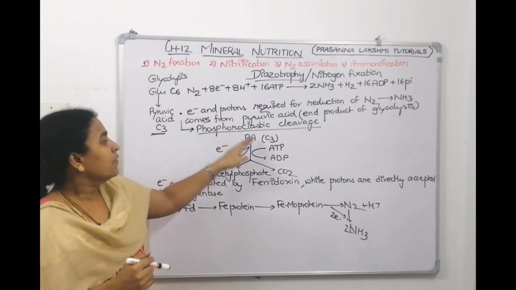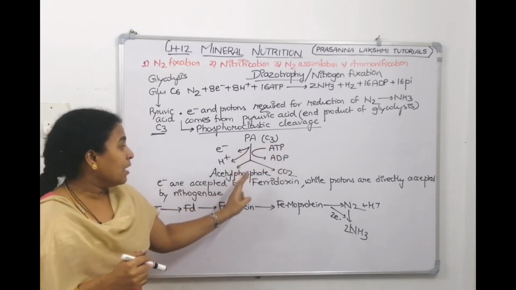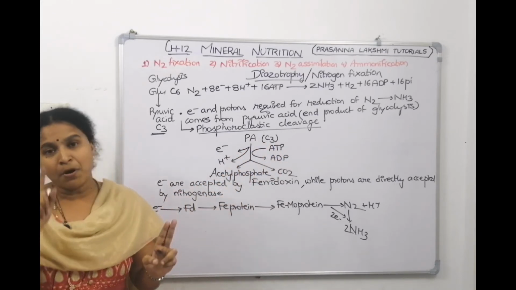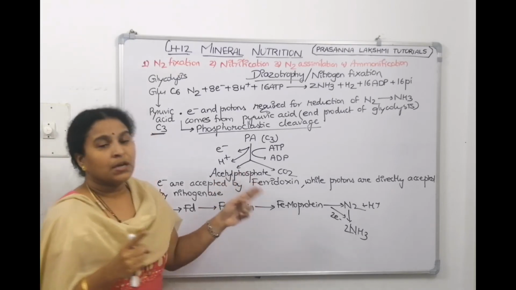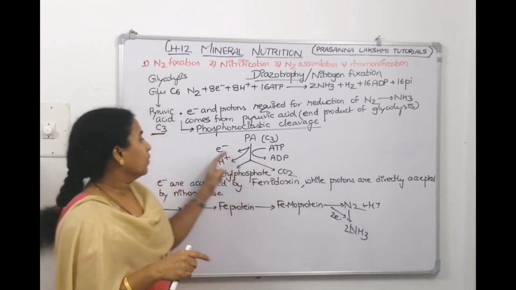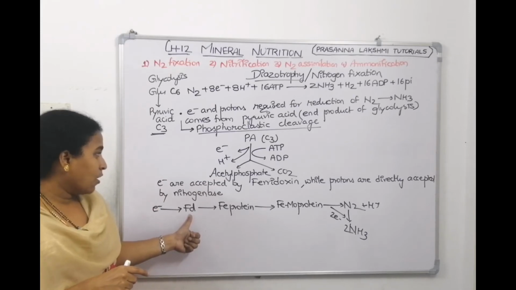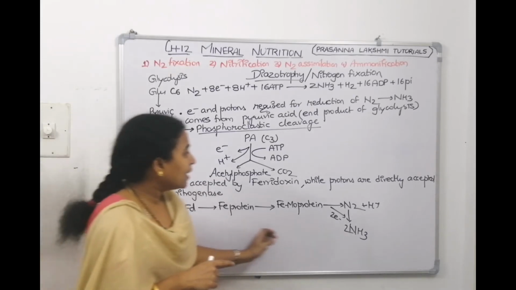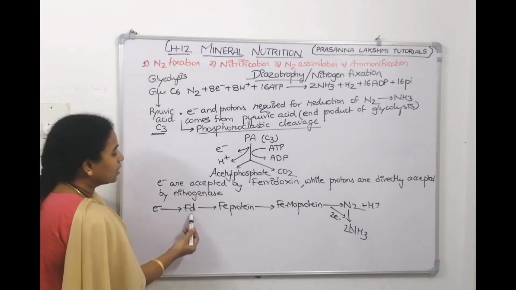Pyruvic acid, which is a 3-carbon acid, when it takes ATP, it breaks into a 2 carbon compound and a 1 carbon compound. The 2 carbon compound is called acetyl phosphate. The 1 carbon compound is called carbon dioxide. Then it loses electrons and protons. Electrons are taken by ferredoxin. Protons are directly taken by the enzyme. So electrons are taken by ferredoxin.